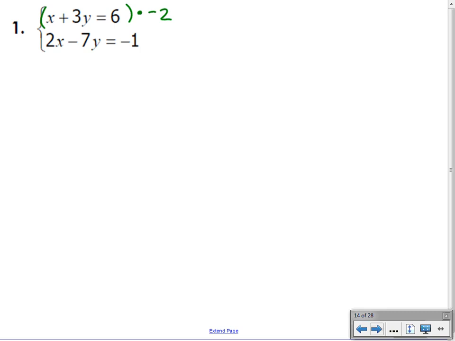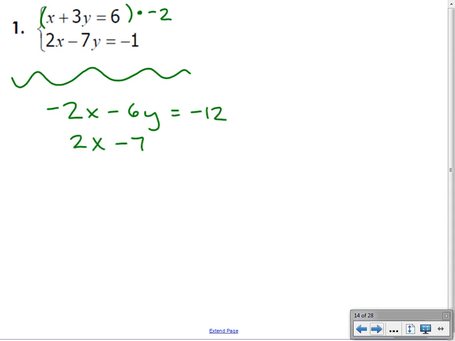Now keep in mind, we have to rewrite our system of equations here. And when we do this, we're multiplying our entire top equation by negative 2. Meaning we're going to get negative 2x minus 6y equal to negative 12. Everything gets multiplied by negative 2. Our bottom equation hasn't changed at all.